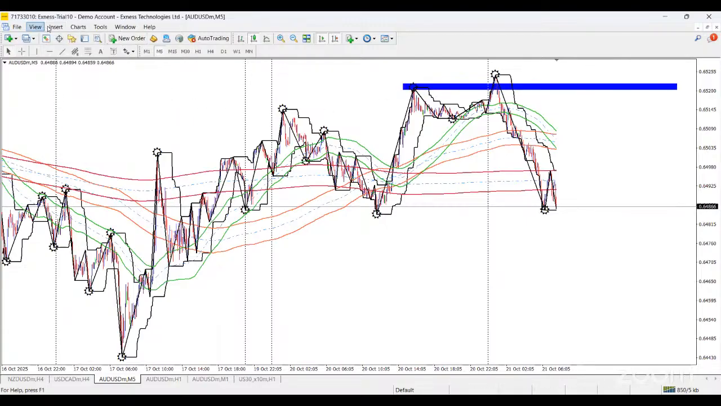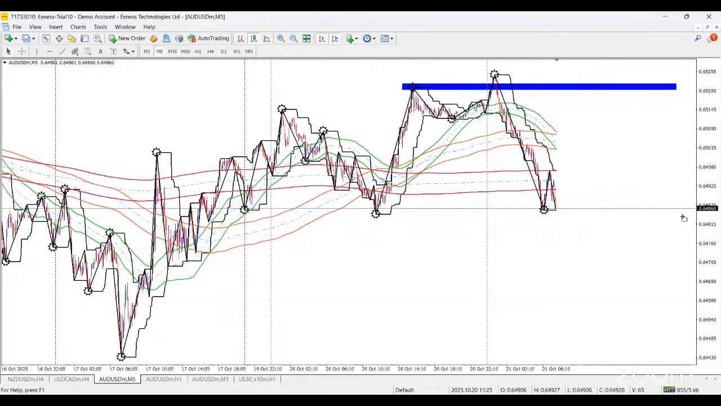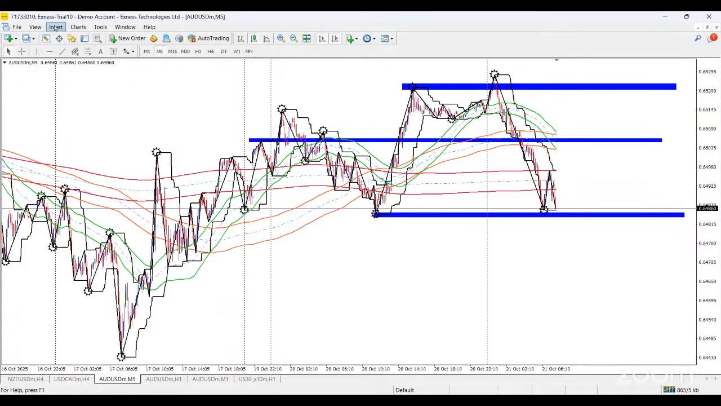So yesterday's high, yesterday's low. Day before yesterday's high, and day before yesterday's low. All marked out into today's price movement.